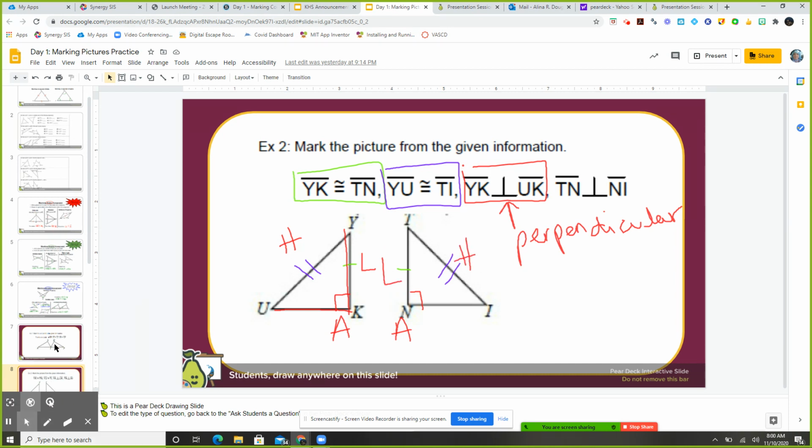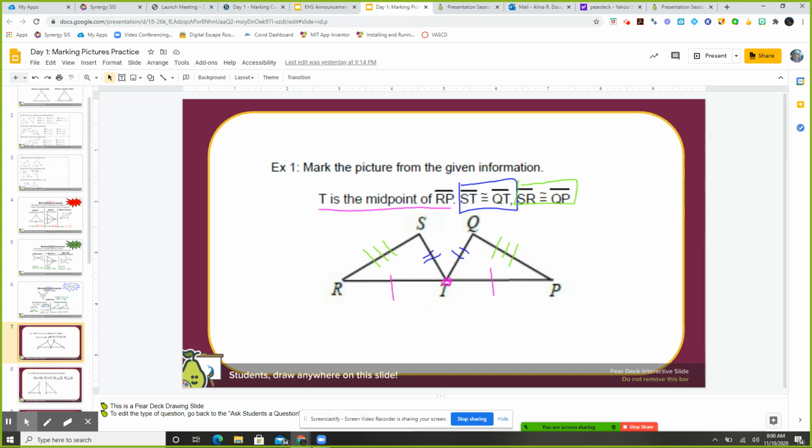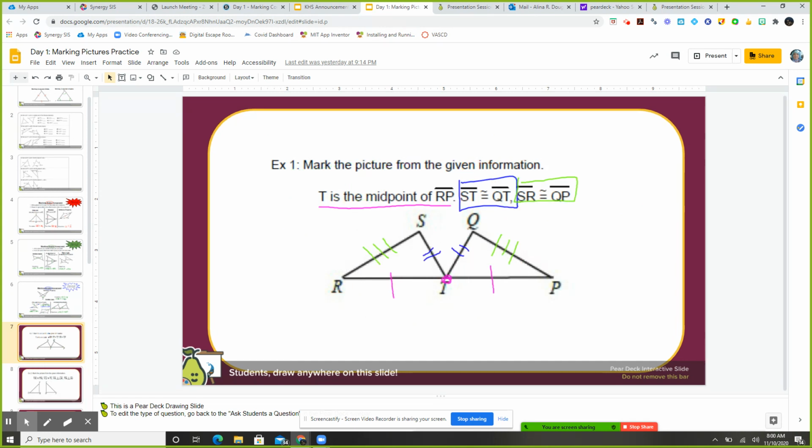Back here on slide 7, I had a side, and a side, and a side, and a side, and a side, and a side. That's going to be important later.